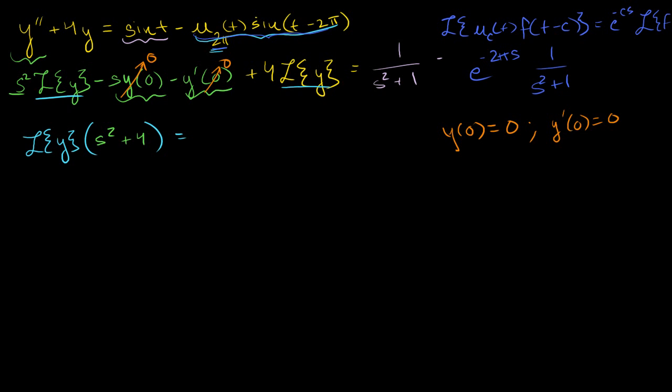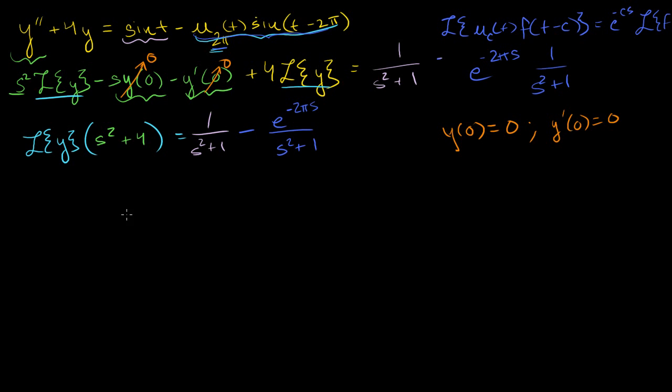And what's the right-hand side? Well, we could simplify this, but I'll just write it out. I don't want to do too many steps at once. It's 1 over s squared plus 1, and then minus, actually, this is a minus, minus the Laplace transform of this thing, which was e to the minus 2 pi s over s squared plus 1.